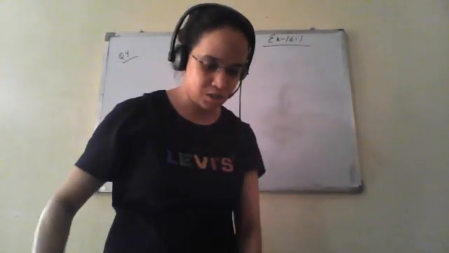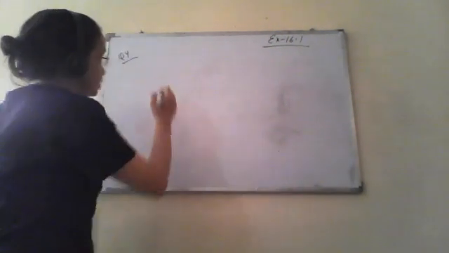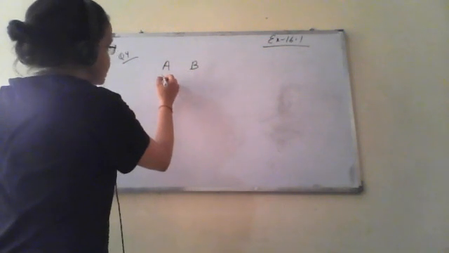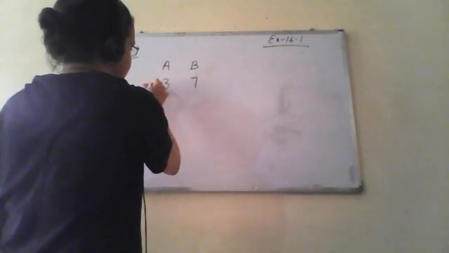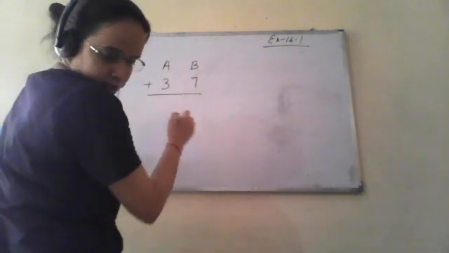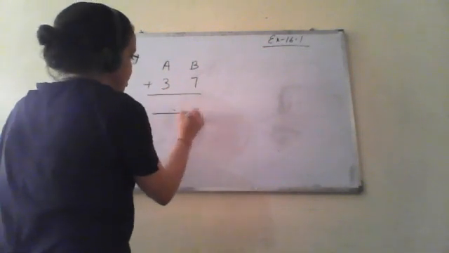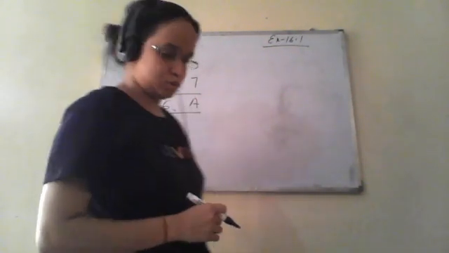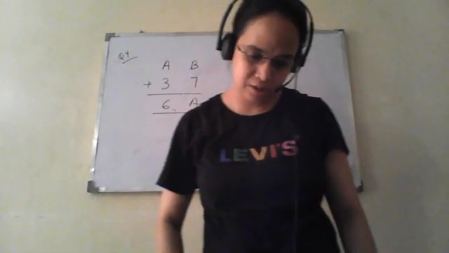Now the next question is AB, with 3, 7, and 6 and 8. This one is a bit tricky.